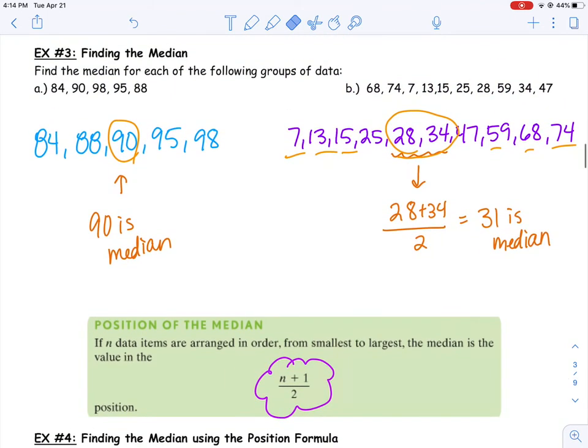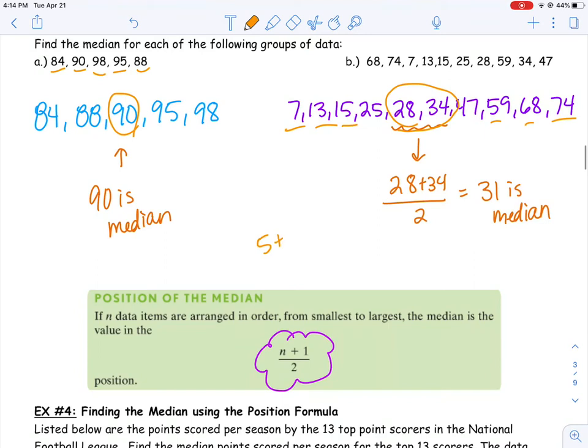So if you look back at example number 3, you notice that I had 1, 2, 3, 4, 5 different numbers in my data set. If I take 5, add 1, that's 6, and divide by 2, I end up getting 3. That means my median is in the third spot. And so if you look, 1, 2, 3, I found that my median was in the third spot. So this formula will help us figure out not what the median is, but what spot or position your median is in. That's helpful when you have a whole big long set of data items and you don't want to have to figure out where the middle is. You could quickly figure out what position it's in and then count just to that position.